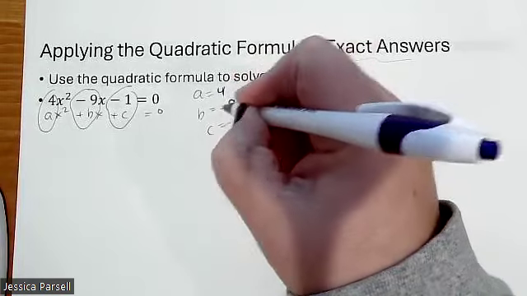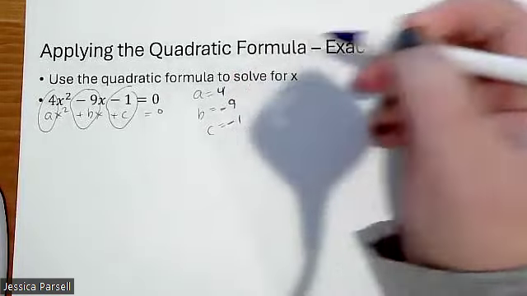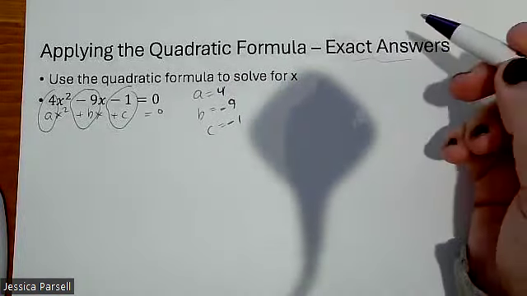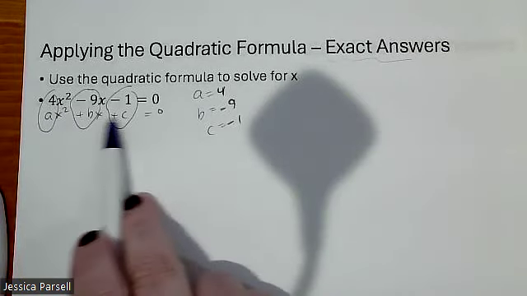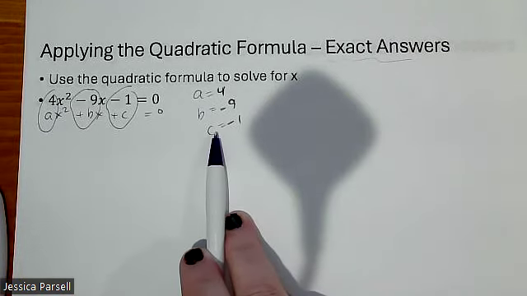Okay, if you're back, hopefully when you pulled out your A, B, and C values, you took the signs. So that's a positive 4, a negative 9, a negative 1.